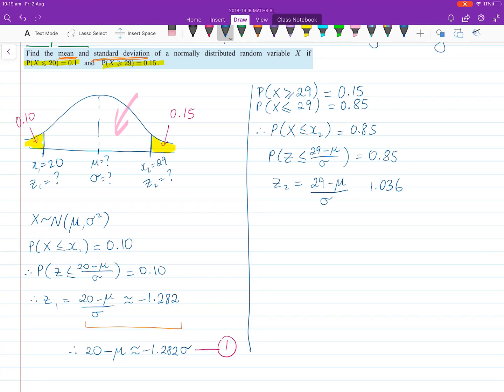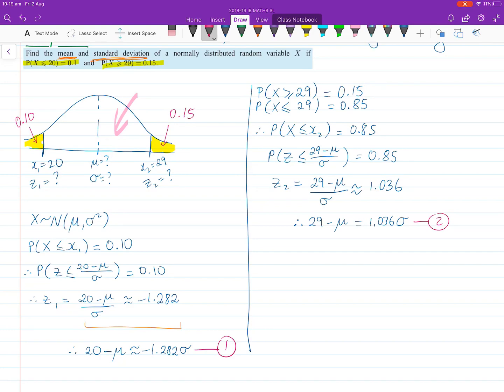So we've got z approximately 1.036. Rearrange, so we get 29 minus mu equals 1.036 sigma. Okay, and that is our equation 2. Now we need to solve it simultaneously. So solve 1 and 2 simultaneously.